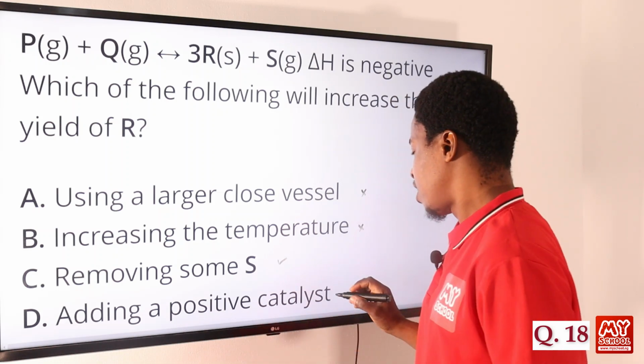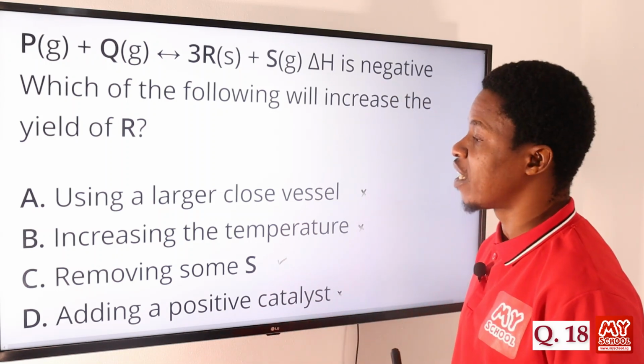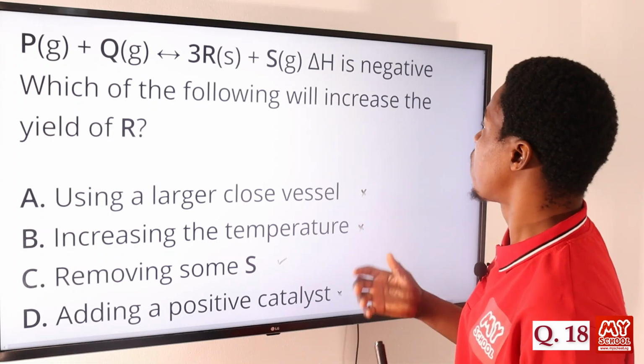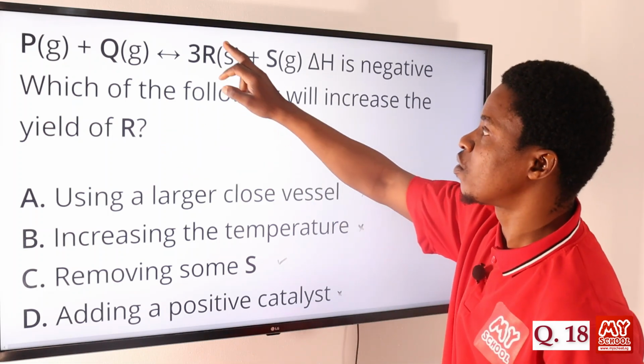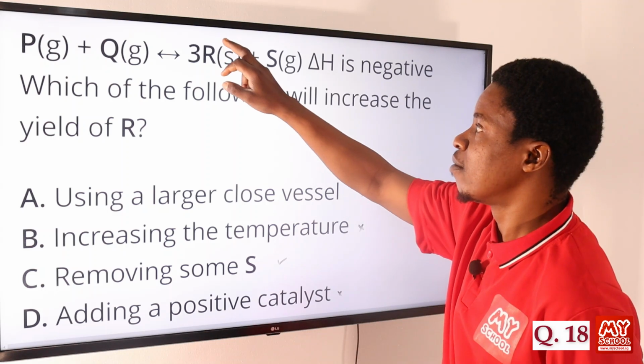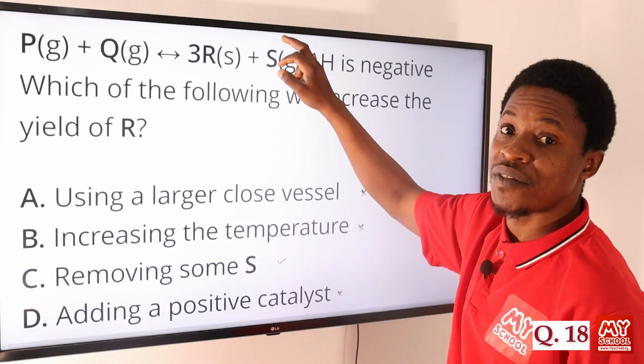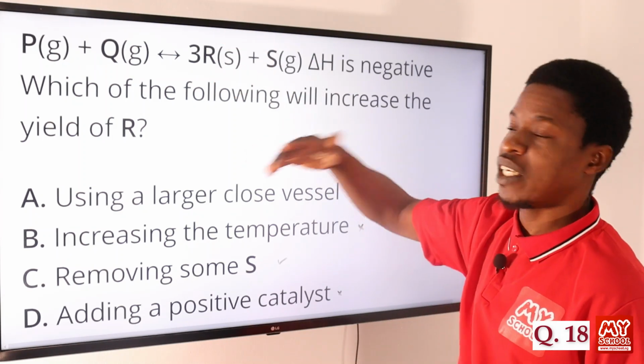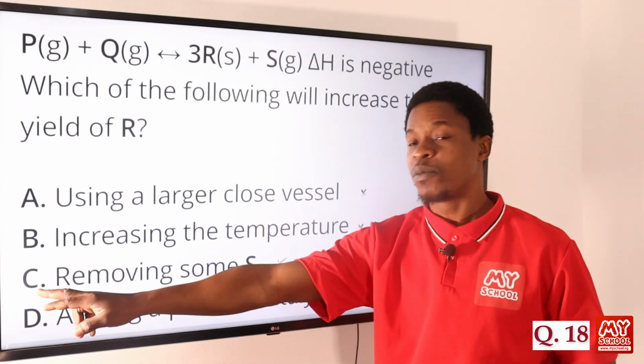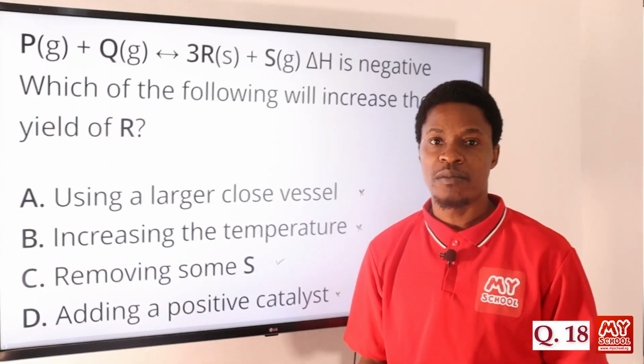So this is also not correct. So the correct answer here, what will give an increase to the yield of R is what? To remove some of this S that we have here. Then we'll have more of this one being produced. So the correct answer is option C, removing some S.